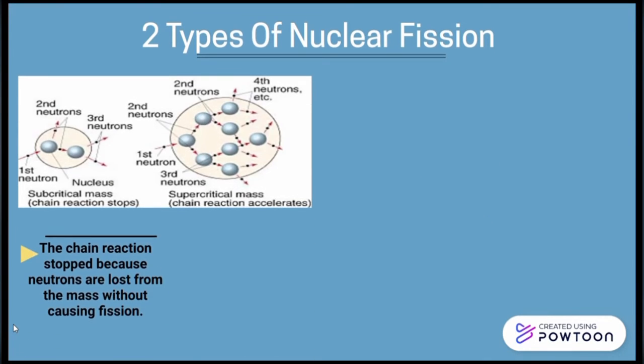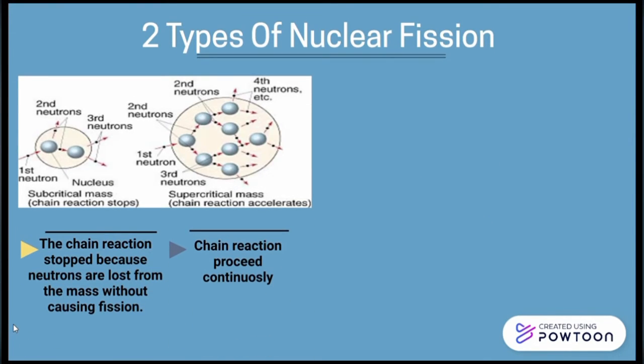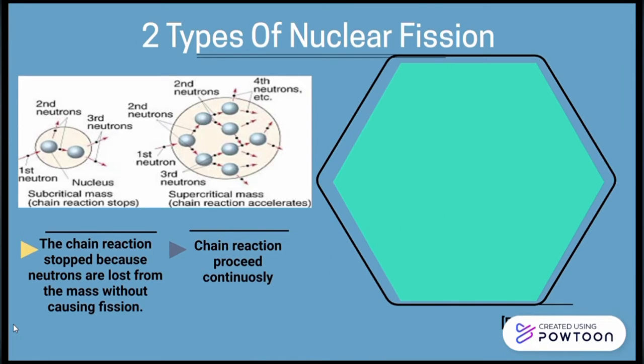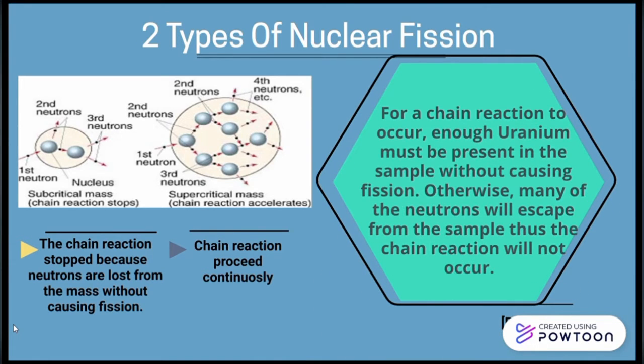There are two types of nuclear fission, and the first one is known as subcritical mass, which makes the chain reaction stop because neutrons are lost from the mass without causing fission. And secondly, it is known as supercritical mass, which makes the chain reaction proceed continuously. For a chain reaction to occur, enough uranium must be present in the sample. Otherwise, many of the neutrons will escape from the sample, thus the chain reaction will not occur.